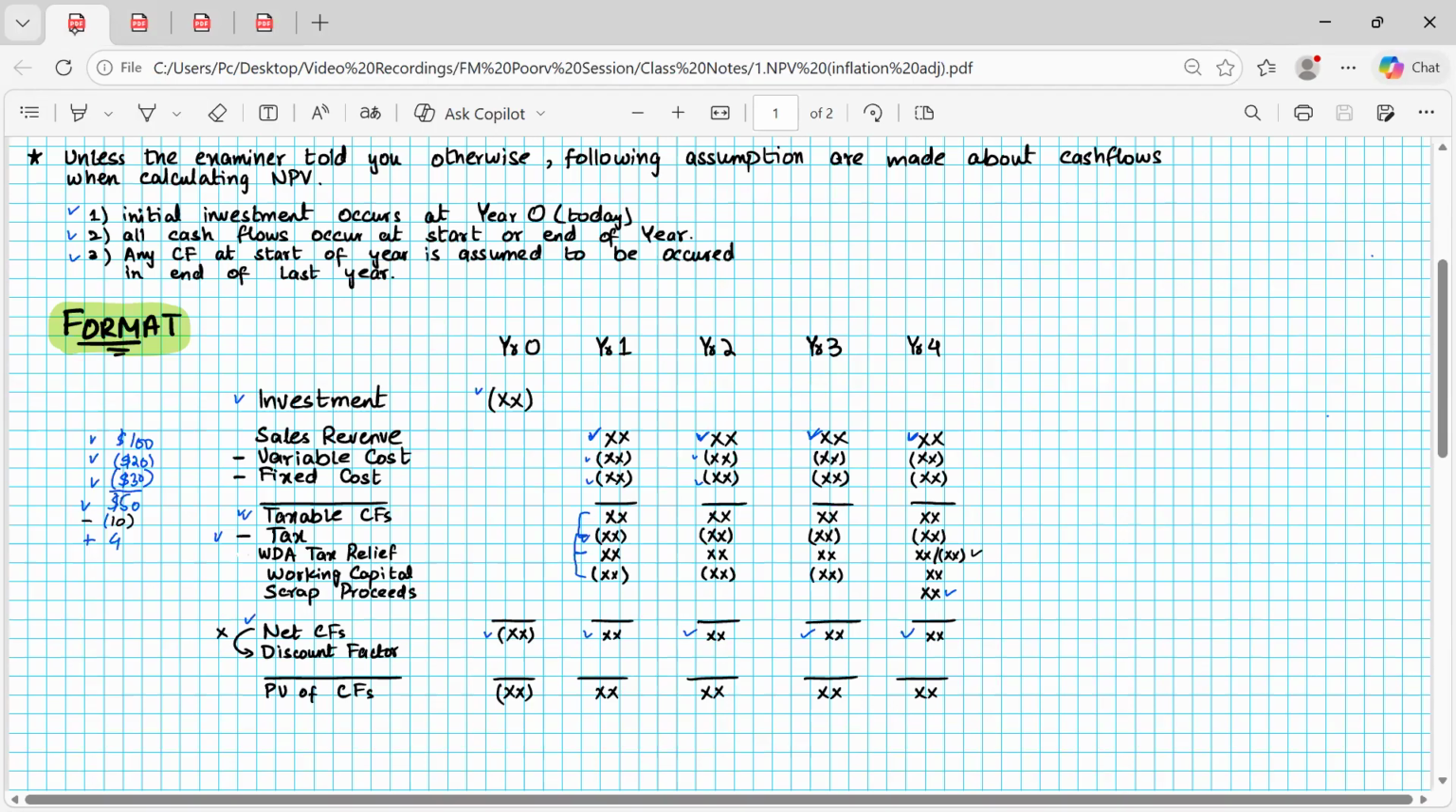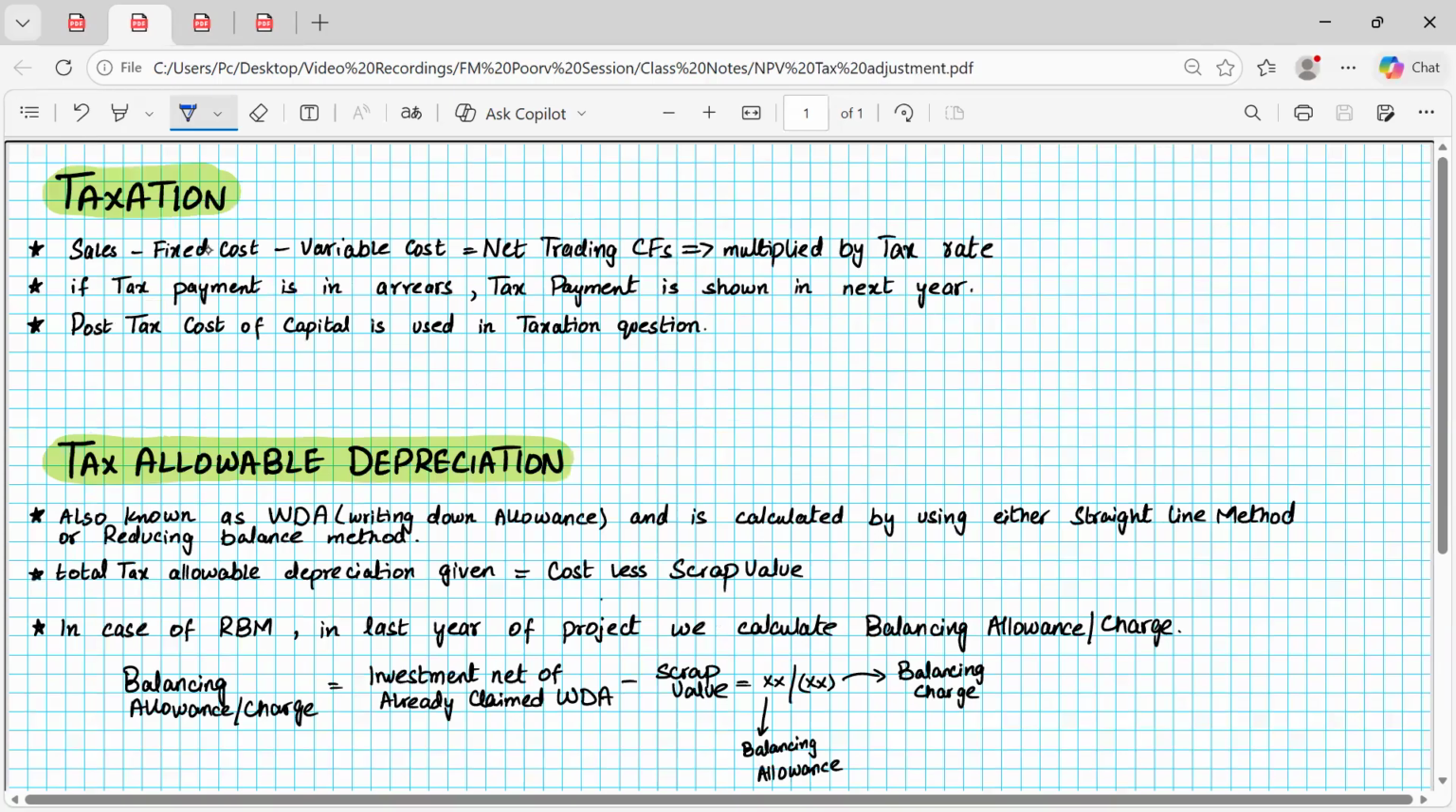Okay, and there you can see the tax adjustment that every year we are deducting some tax here. Here it is tax adjustment. Now, how do we calculate the tax? Let's understand that. Now, tax is charged on the net trading cash flows. Well, you know that whatever the business earns, they have to pay the tax on it, right? They pay the tax on the profits.